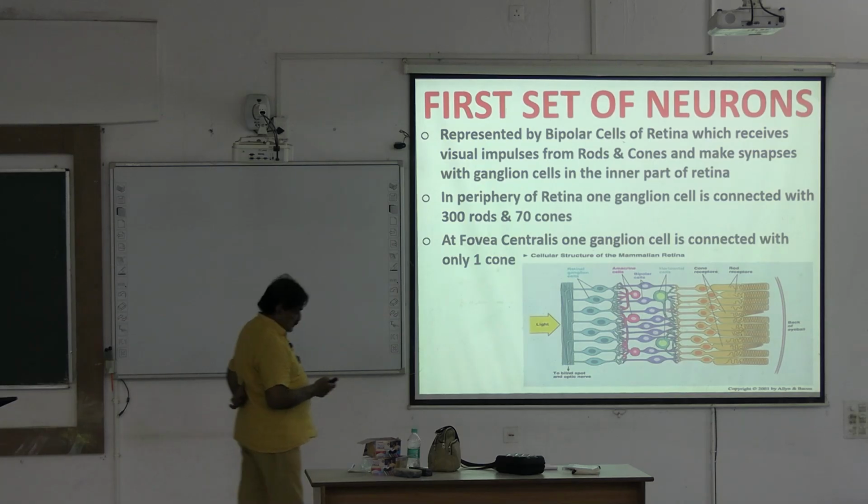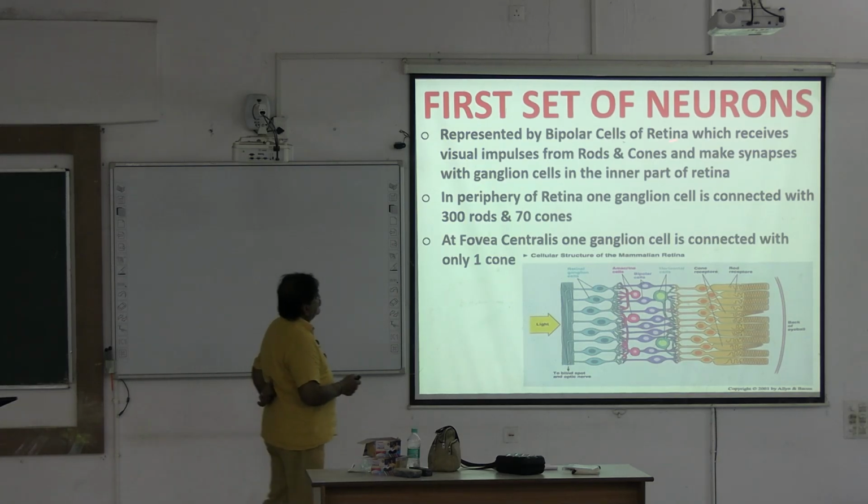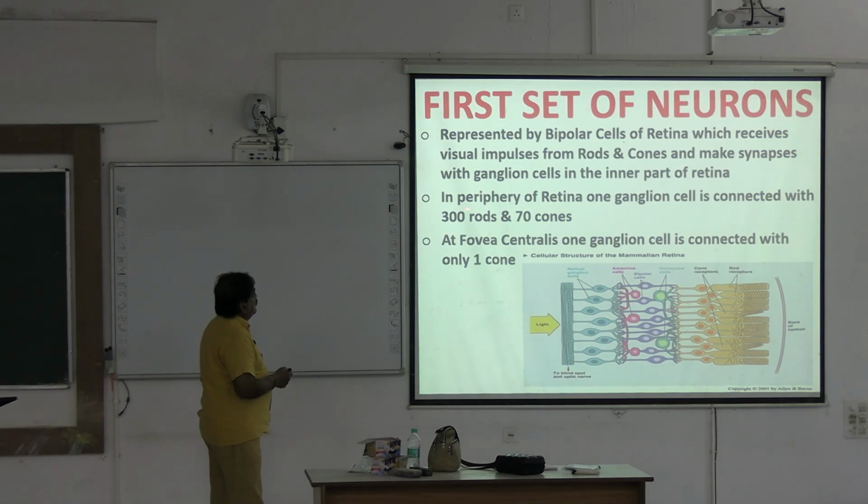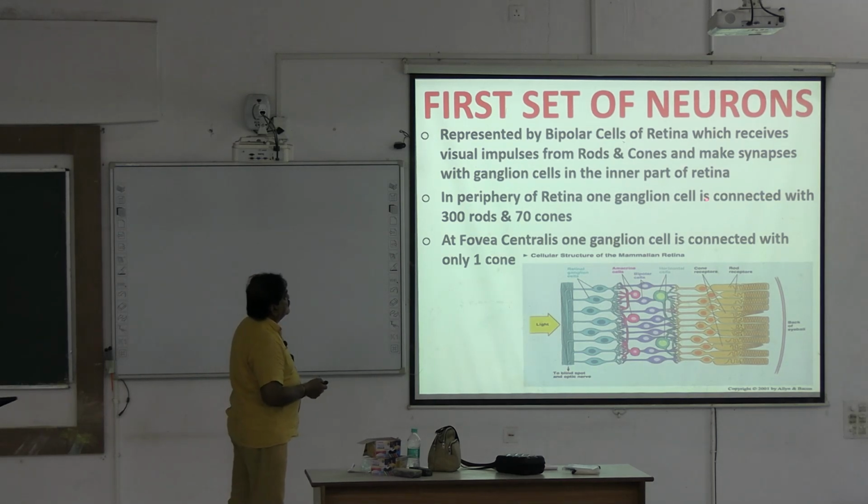Now, the first set of neurons is represented by bipolar cells of the retina, which receive visual impulses from rods and cones and make synapses with ganglion cells in the inner part of the retina. In the periphery of the retina, one ganglion cell is connected with 300 rods and 70 cones. At the fovea centralis, one ganglion cell is connected with only one cone.